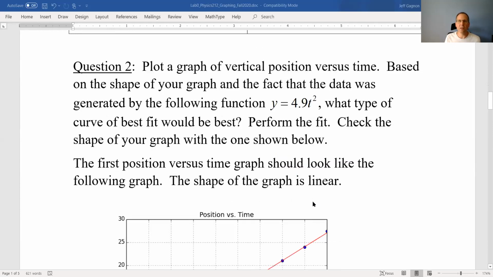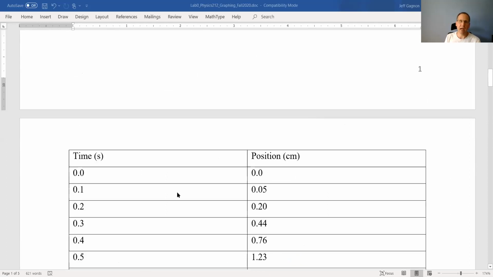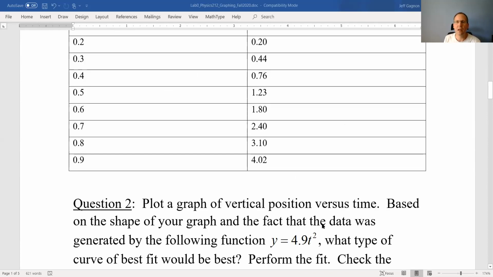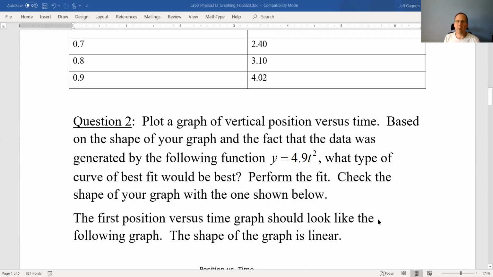Okay, so question 2 is plot a graph of the vertical position versus time. So again, time will be X, position will be Y. So be careful with that, X, Y. And it says, based on the shape of your graph and the fact that the data was generated by this function, so I made up this data using this function, y equals 4.9 t squared. What kind of relationship is it when I have a t squared? If this were just y equals 4.9 t, that would be linear. But what does t squared mean? Once you figure that out, you want to perform the fit.